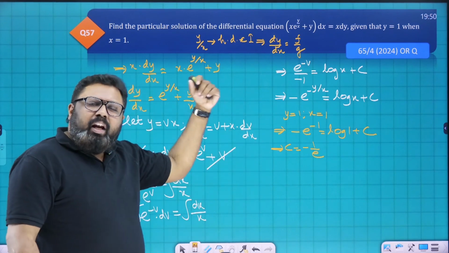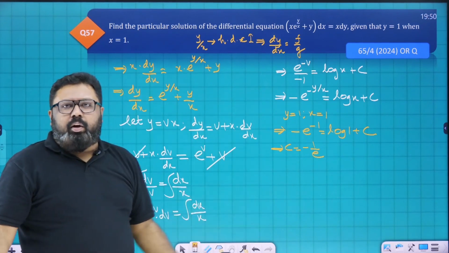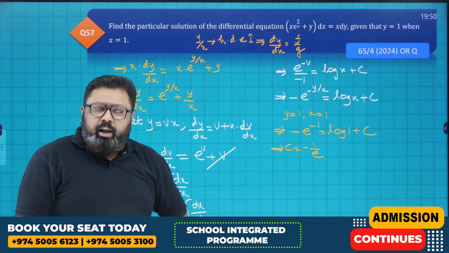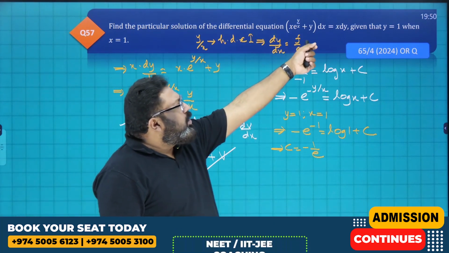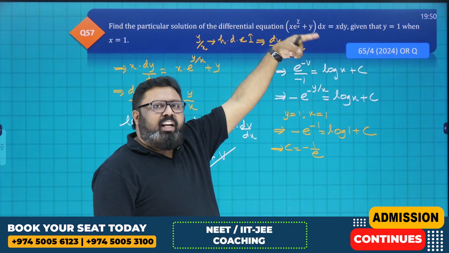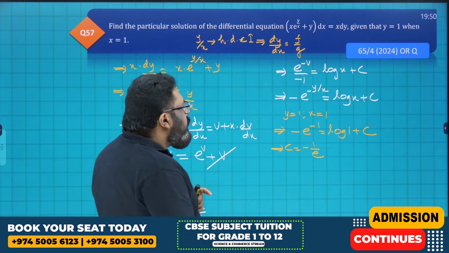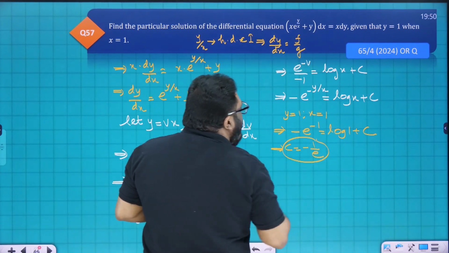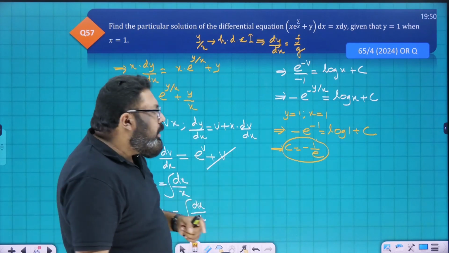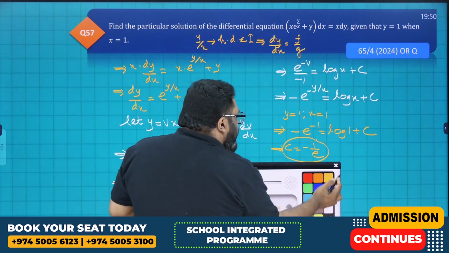The only difference in that question was that they did not ask you for the particular solution. Here they're asking you for the particular solution, and the equation also, I think, was x into dy by dx over there. So it's going to be a direct substitution for c. C is equal to minus 1 by e. Put it back in the solution, my dears.